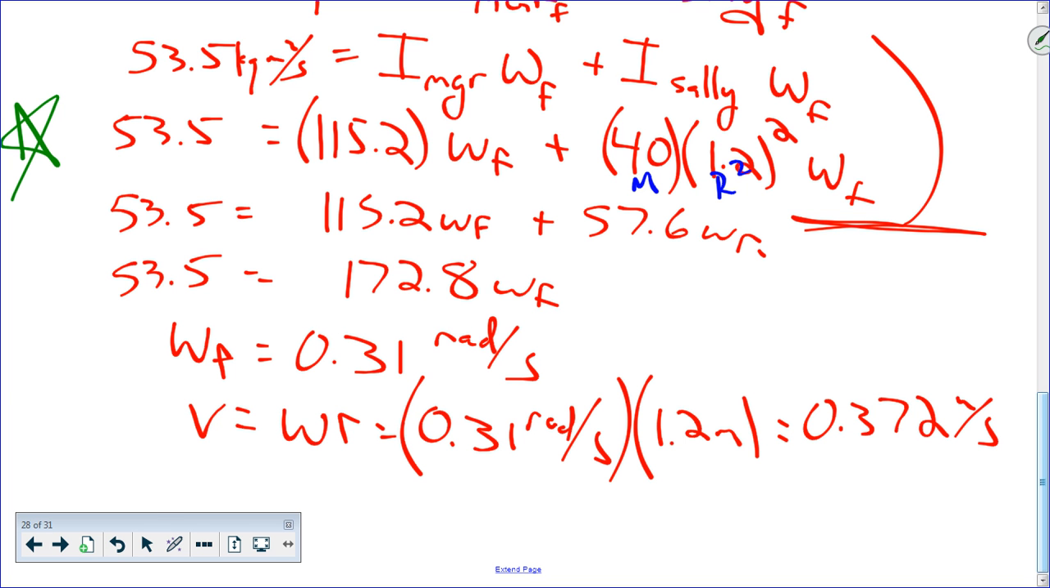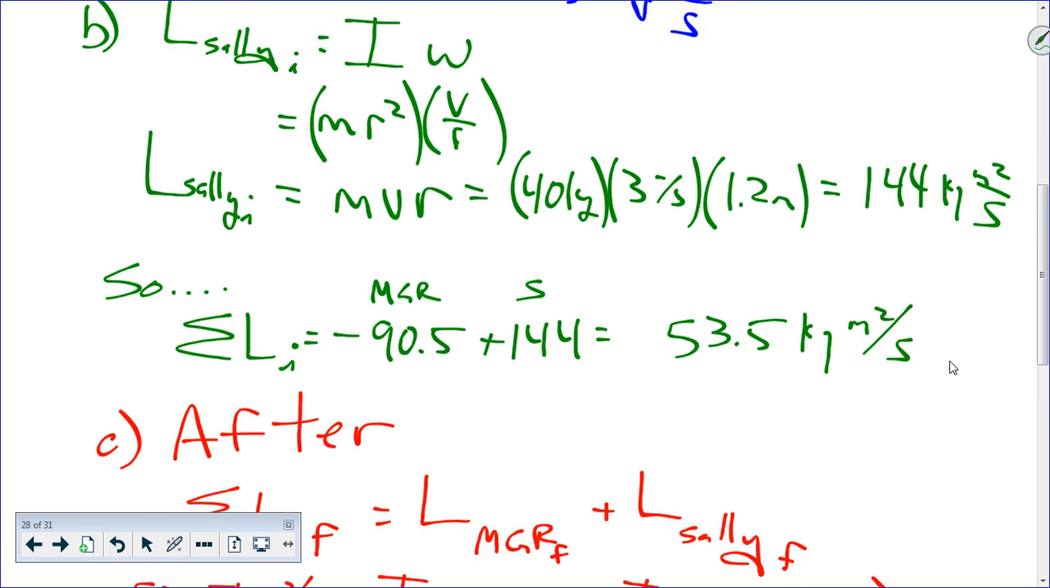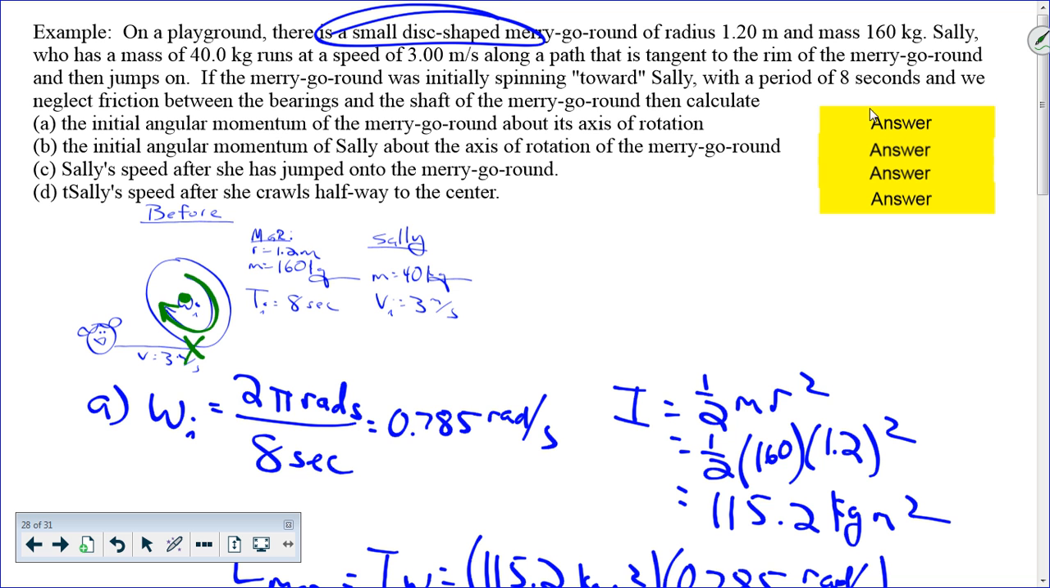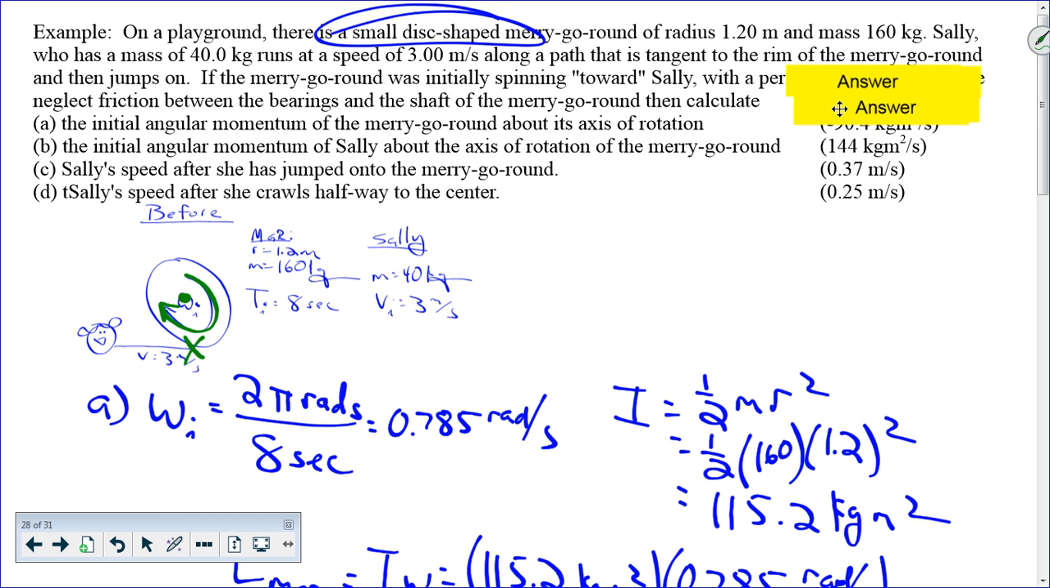Let's see. I don't remember. Do you guys? Well, here. Let me see. All right. So how did we do? Is that what we got? Oh, just different signs, but same idea. So it does turn out to be slower. So the final answer turns out to be 0.25 meters a second. So even though it sped up angularly, because she's closer to the center, she still has less linear speed. It's cool?